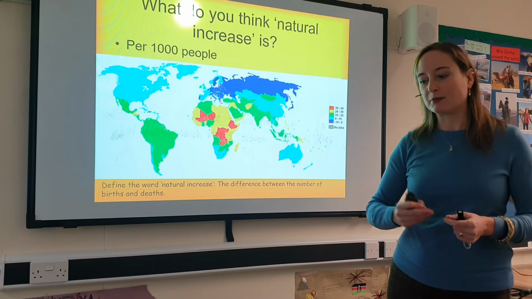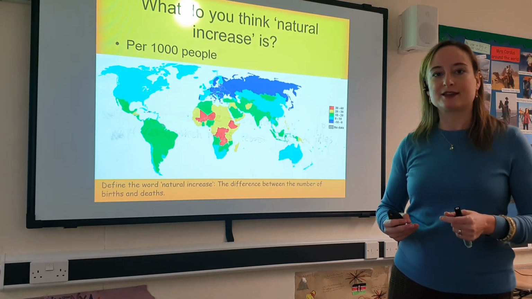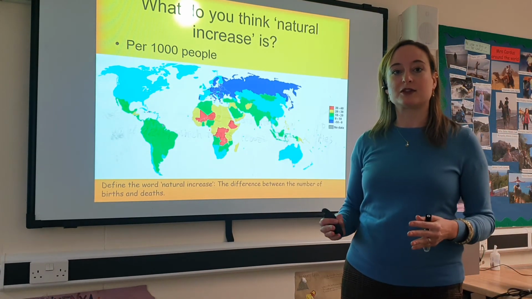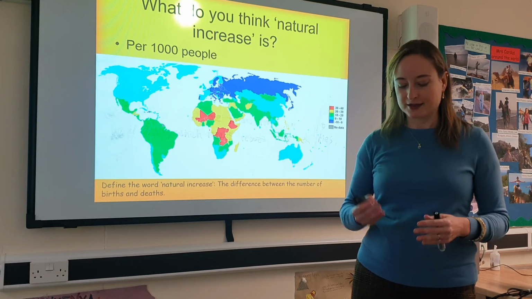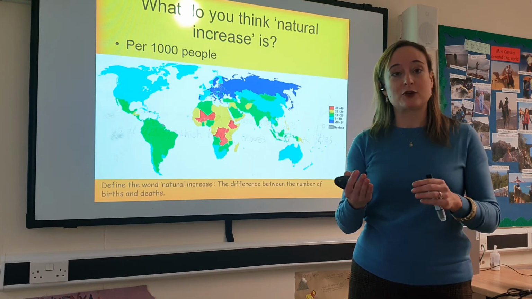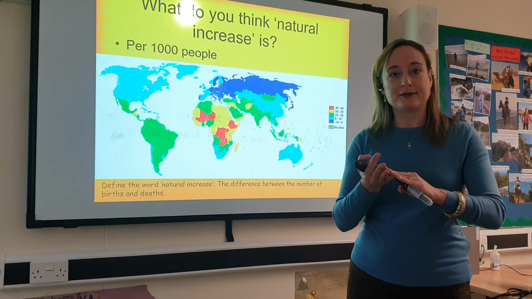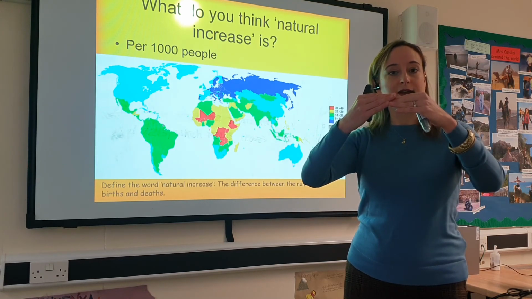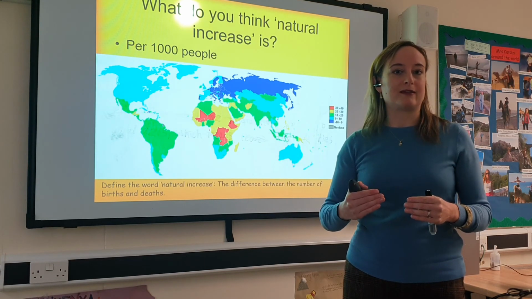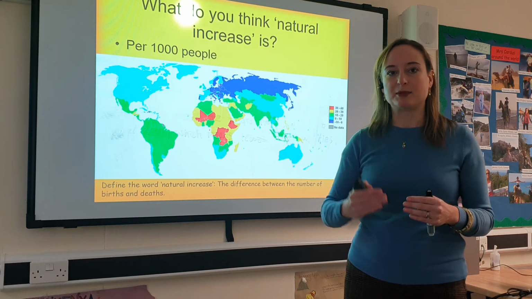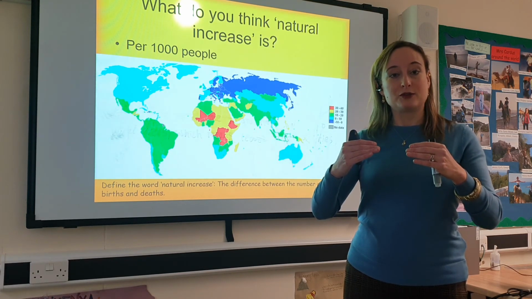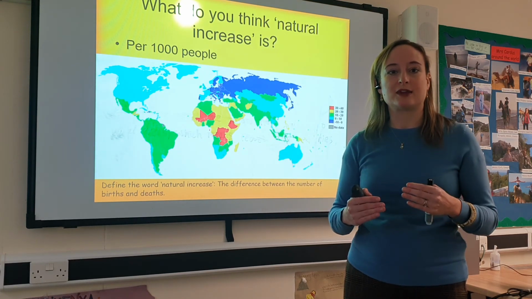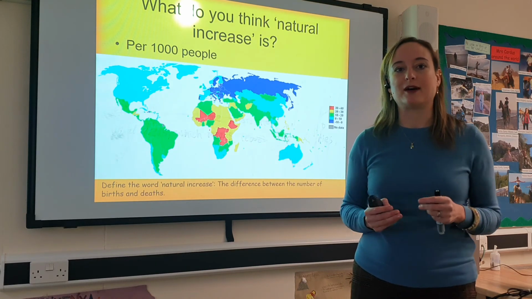So it doesn't mean that people are moving to an area. It means that there are more people in the area just because the birth rate is higher than the death rate. So if you imagine you've got more babies being born, that's going to increase the population, but fewer people are dying. People are living longer, less people are dying. So therefore, you get what we call a natural increase in the population size, even though people aren't moving there.